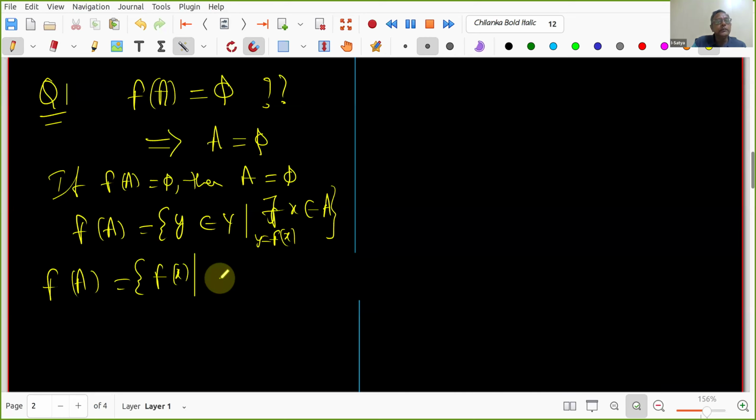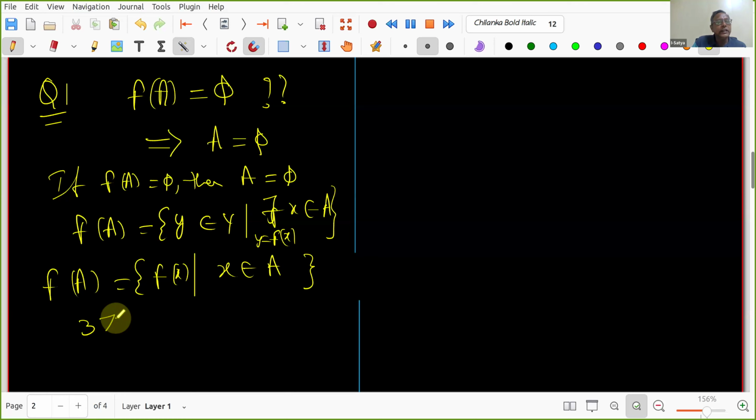Tejas? Could you repeat your voice? F of A, the definition is that all those Y which are images of the elements of A, right? That is the definition we gave, sir. But now I am changing it a little bit. F of A equal to f of X such that, what do I have to write here? X belongs to A. This way also we can write.